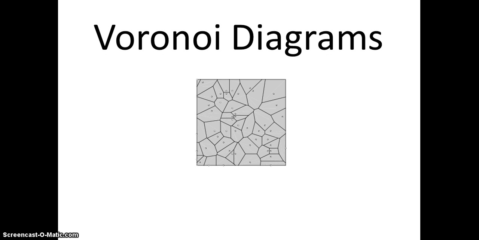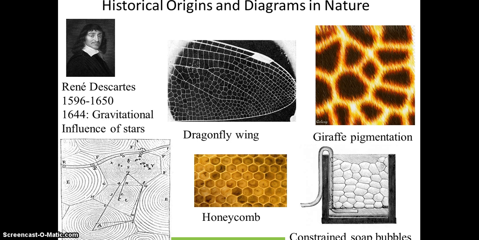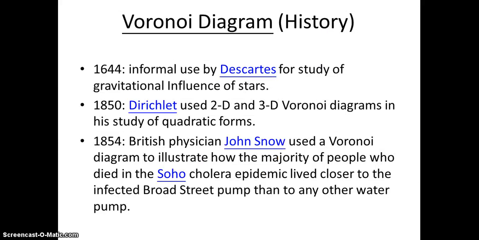We'll use the concept of Voronoi diagrams to illustrate this. The Voronoi diagram is a concept which is very much found in nature. We can see it in the honeycomb, soap bubbles, giraffe pigmentation, and dragonfly wings. In 1644, René Descartes, a scientist, used this diagram to show the influence of the stars by gravitation. He used it informally, but in 1850, Dirichlet used 2D and 3D Voronoi diagrams in his study of quadratic forms.